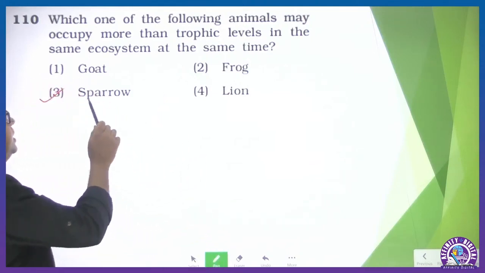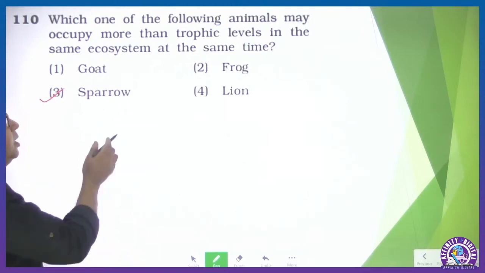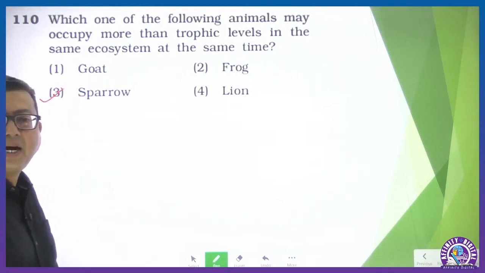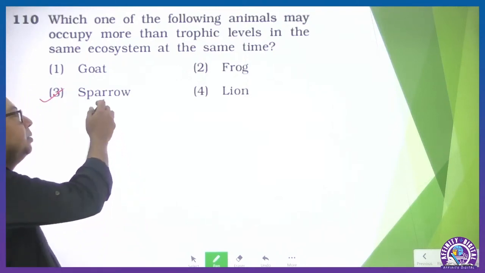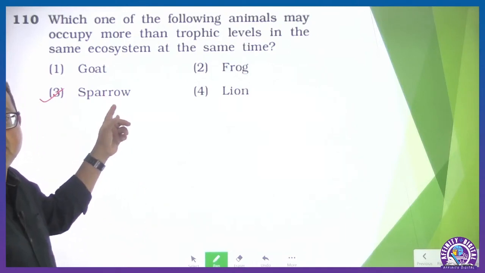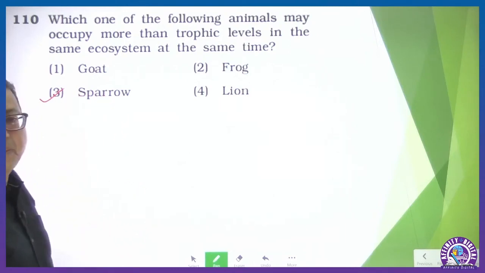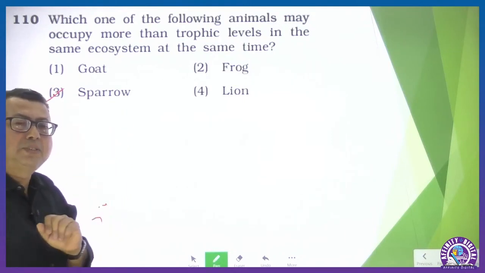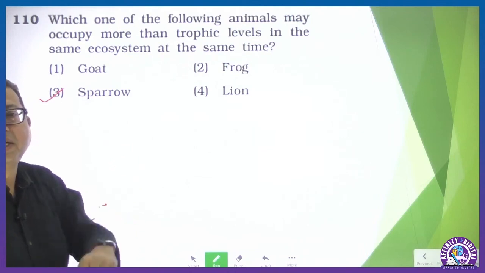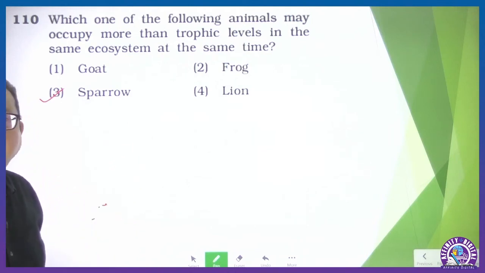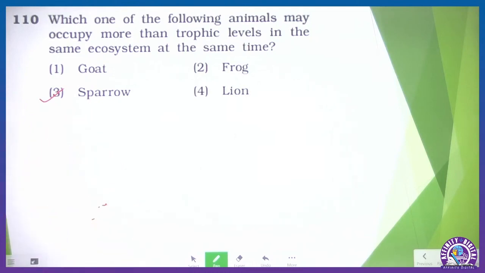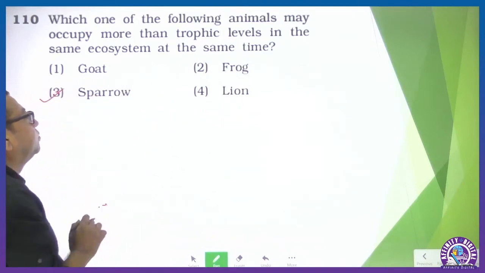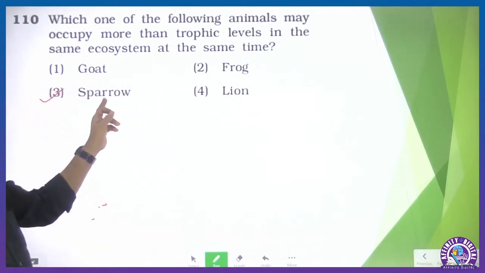Then, sparrow occupies more than one trophic level. When a sparrow eats seeds or fruits, it is behaving as a herbivore, ecologically. It is occupying the second trophic level, that is the primary consumer level. But when a sparrow also eats insects and worms, it occupies the third trophic level, that is the secondary consumer level. So sparrow occupies more than one trophic level. Lion is always a carnivore, so it always occupies one trophic level. But with respect to this option, sparrow is occupying more than one trophic level.